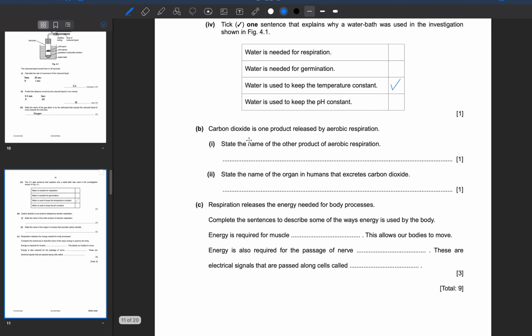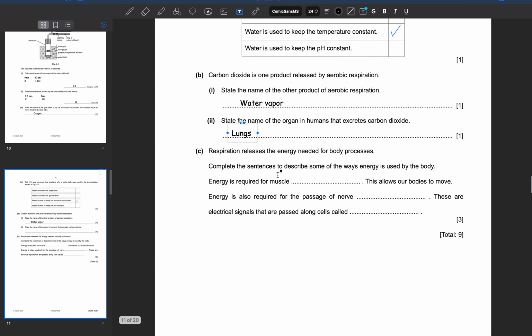Okay, carbon dioxide is one product released by aerobic respiration. State the name of the other product of aerobic respiration. In aerobic respiration, oxygen plus glucose produce carbon dioxide and water vapor, releasing energy. It already says carbon dioxide is one product released. State the name of the other product, which is water vapor. State the name of the organ in humans that excretes carbon dioxide. The organ which gets carbon dioxide out of our body is the lungs.